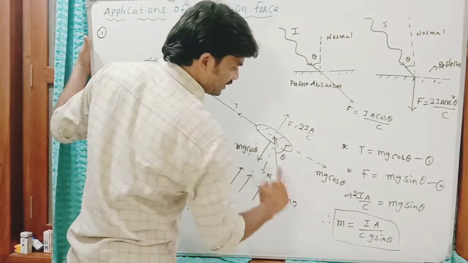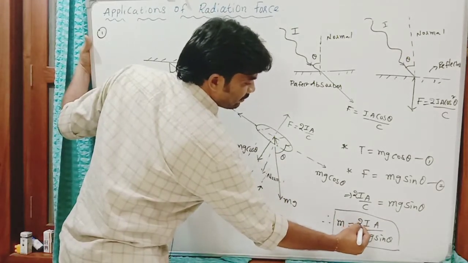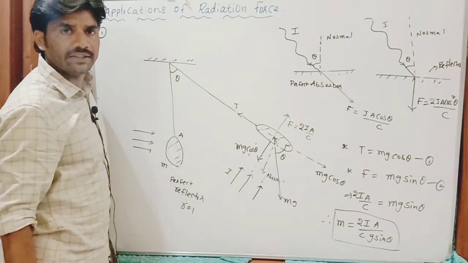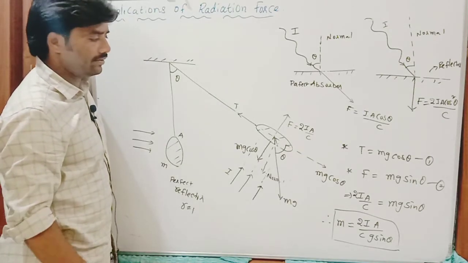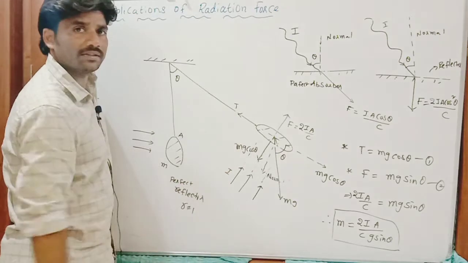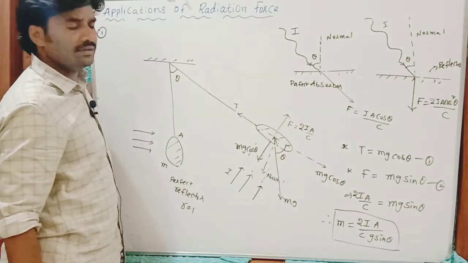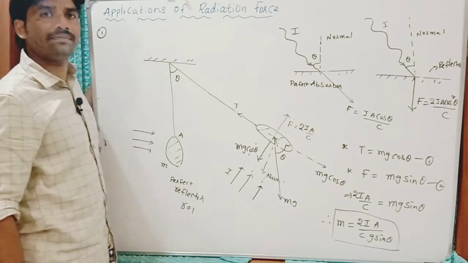So here the mass of this reflecting body is 2IA by Cg sin theta. Clear? This is the perfect reflector. The mass of the perfect reflector is 2IA by Cg sin theta.